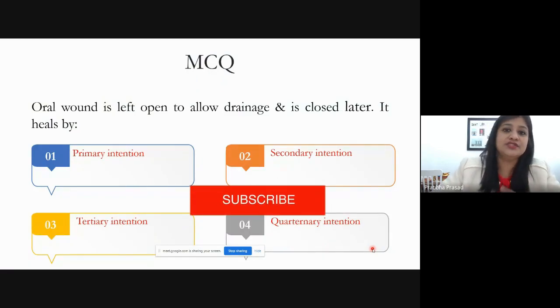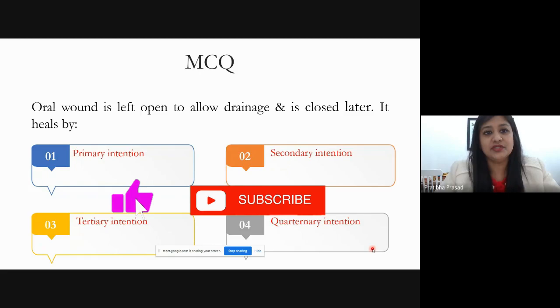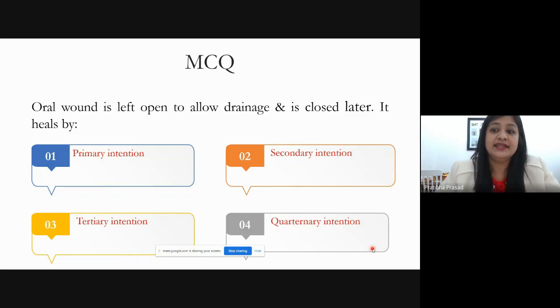So let's see how a question could be asked here and what is the answer. Suppose an oral wound is intentionally left open to allow drainage and is closed using sutures later. Then what does it heal by? So, primary, where we are using sutures immediately. Secondary, no sutures are used, it is an open wound. In tertiary, we are intentionally leaving the wound open so that there is drainage, and then later on we complete the treatment by suturing it. So that's what heals by tertiary intention. This is just to distract you. There is nothing even called quaternary intention. Okay, so that's just an option to get you confused.